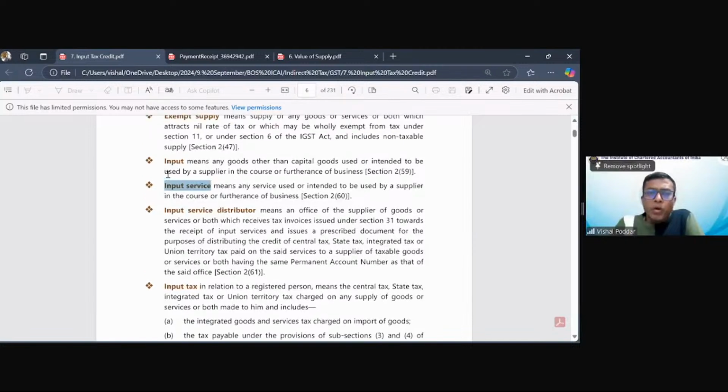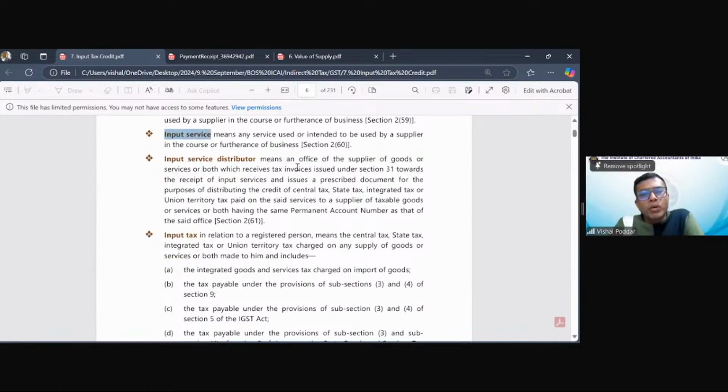Correct? Now, the common part in all these three definitions is that these would fall or would be eligible for ITC only when you are using them, or your intention is to use them, for business. If your intention is to not use it for business, it will not fall over here.